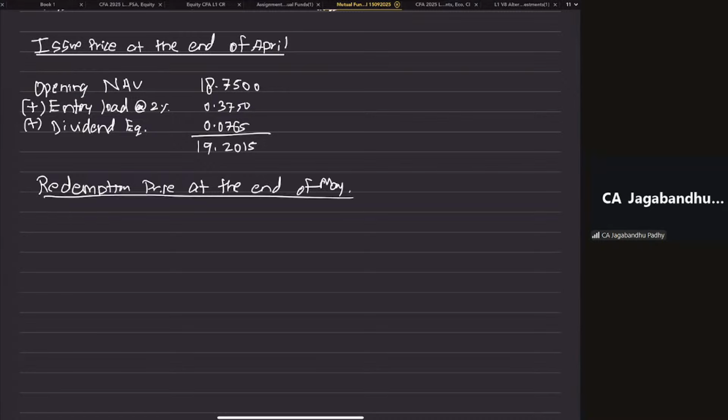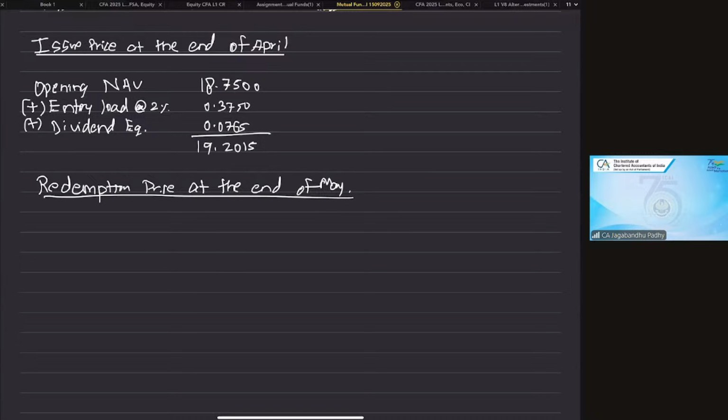Now, since the units are getting redeemed, can I say we need to pay out the dividend equalization? Because if some unit holders are leaving their units back to us, we need to give them back the accumulated or accrued dividend. Yes, sir. We need to pay the accrued dividend. So what is the redemption price?